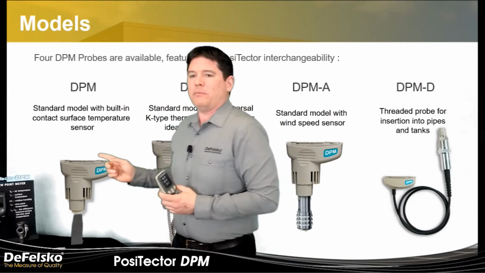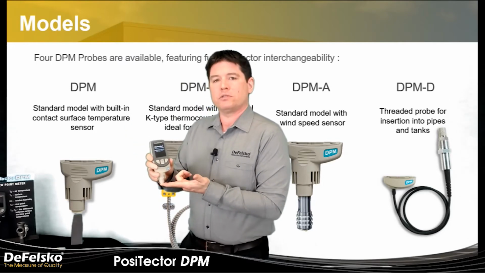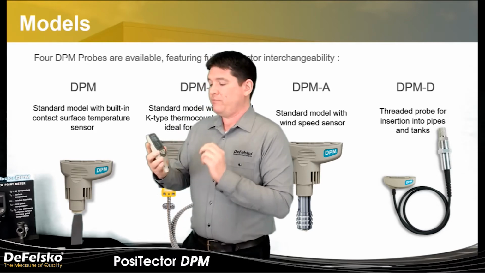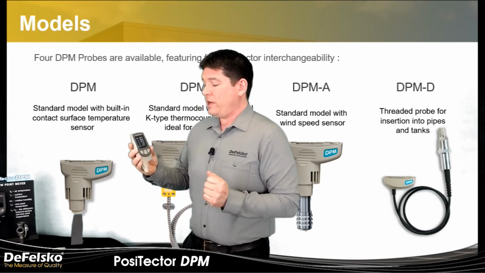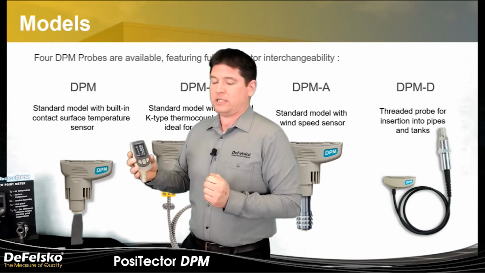So let's talk about the different types of PosiTector DPM probes. The first one we're going to talk about is the PosiTector DPM. This is the built-in contact style surface temperature probe with a relative humidity sensor, air temperature sensor. It will display dew point, surface temperature minus dew point, wet bulb if you have an advanced gauge body.